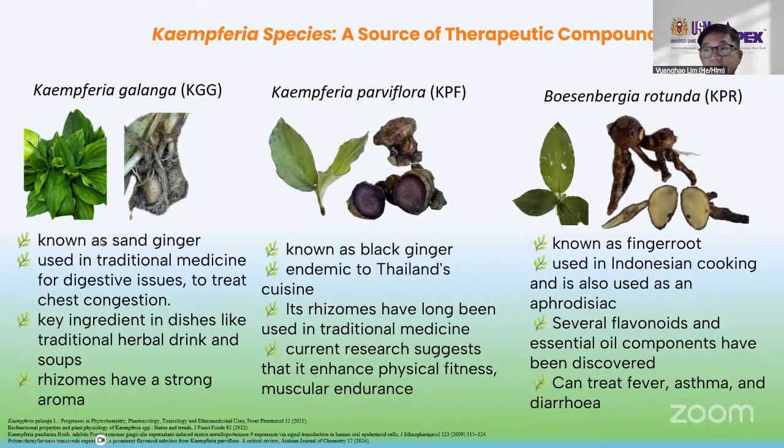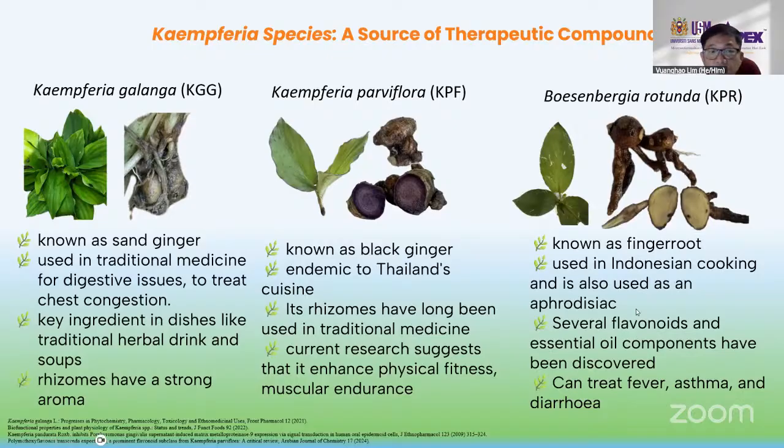Galanga is traditionally used for digestive disorders and respiratory conditions. Parviflora, which is the black ginger, has attracted attention because of its reported effects on physical performance, metabolism, and also antioxidant activity. And the third one is the fingerroot, which is very famous in Indonesia as well, especially in cooking. These traditional uses suggest the presence of diverse bioactive metabolites, which is worthy of further investigation.